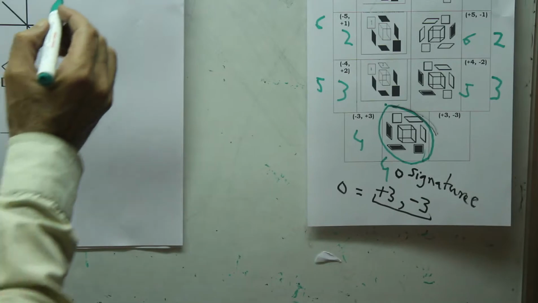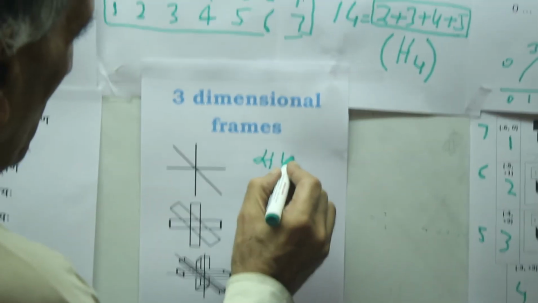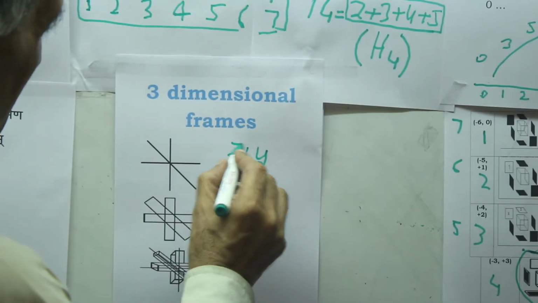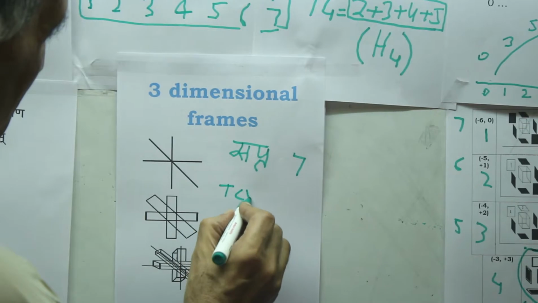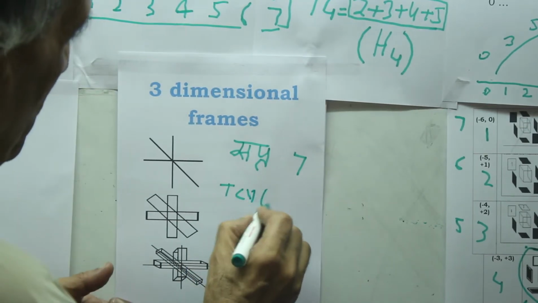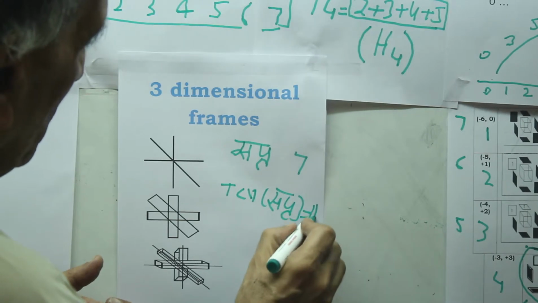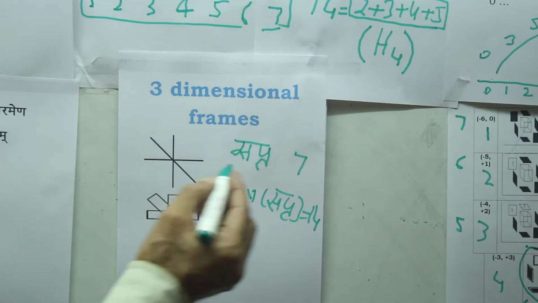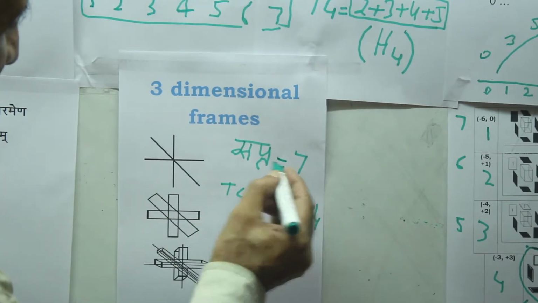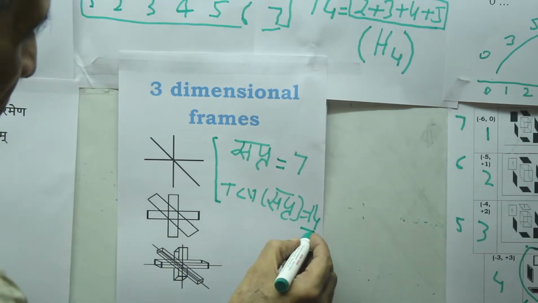Here we can also pause and take note that the formulation sapt, which has a simple rendering as 7, gives us a TCV value of 14. So this formulation sapt, which means 7, takes us to the transcendental code value being 14.